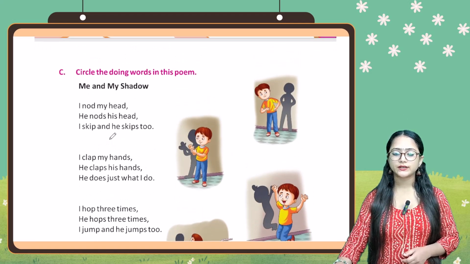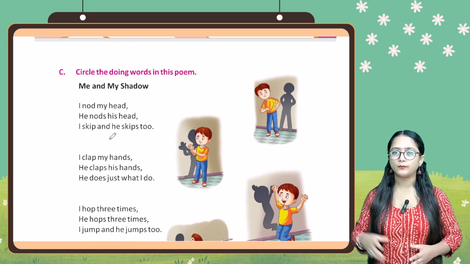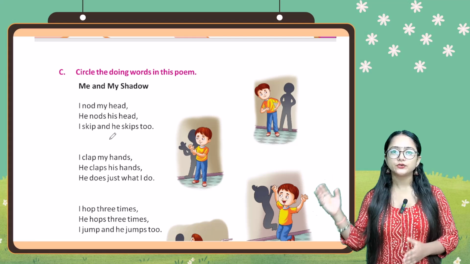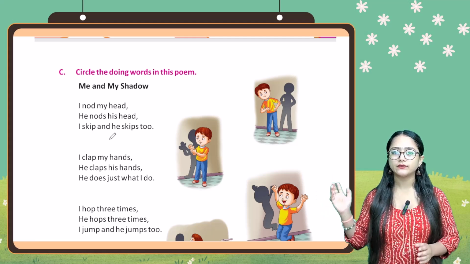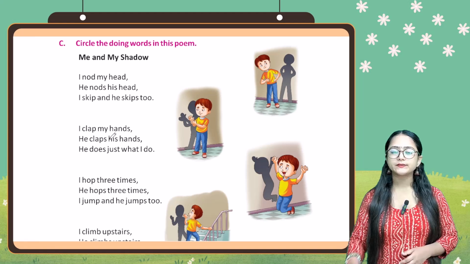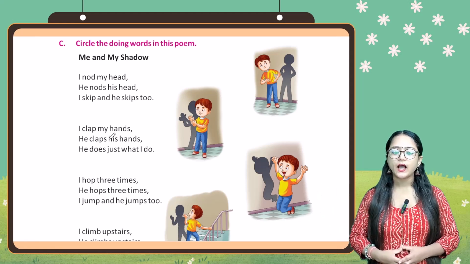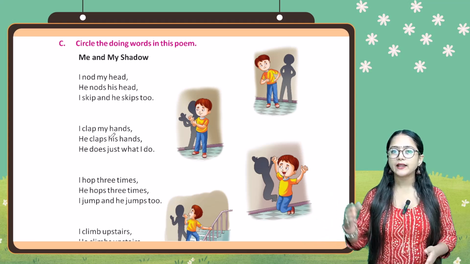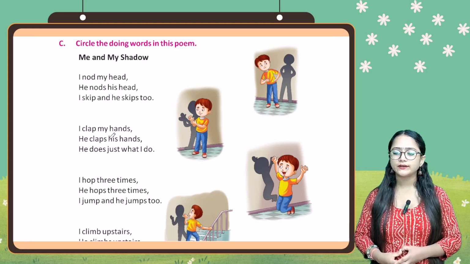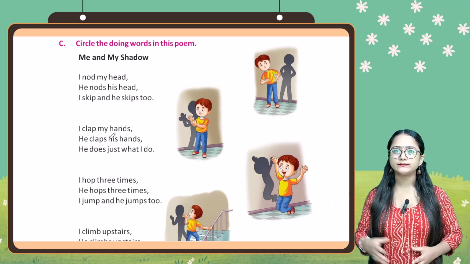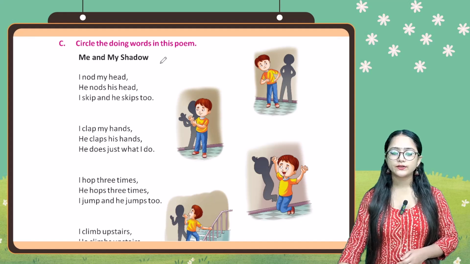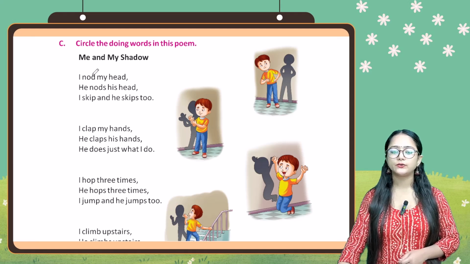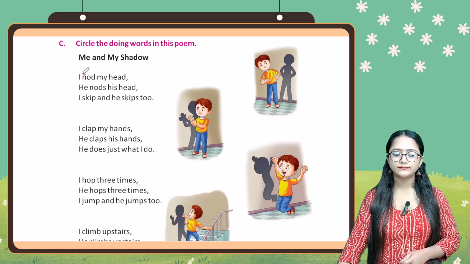Now the next question is, circle the doing words in this poem. Here they have given a poem and you have to circle the doing words in it. That means you have to circle the verb. The poem title is Me and My Shadow. I nod my head, he nods his head. I skip and he skips too. Can you tell me what the doing word is? The first one you can see is nod. Nod is a doing word. So you have to circle nod.